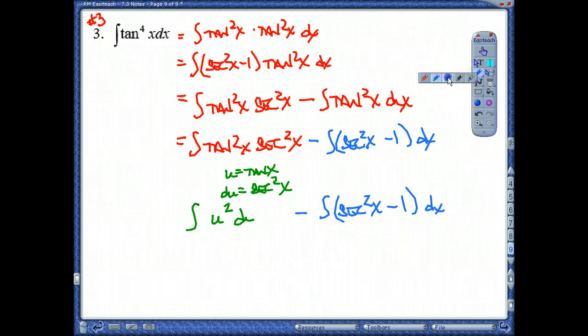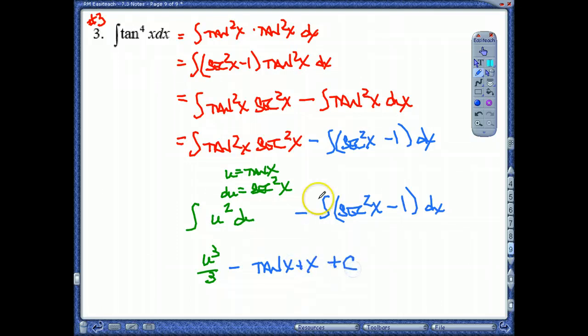So when I integrate that first part, u to the second, that's going to be u to the third over 3, and then minus tangent of x plus c. Took that negative through, and then of course I can't leave an answer with u in there. That'd be craziness. So remember what your u was? It was tangent. So tangent cubed of x divided by 3 minus tangent of x plus c.